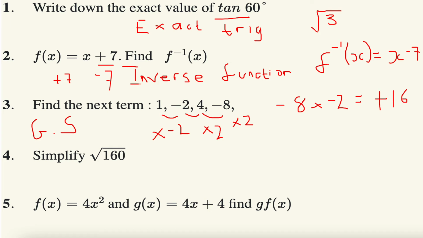This is question number 4. Simplify this surd. So breaking it down into its components, finding a square number factor. Now I recognize that I can write this as root 16 times root 10. Root 16 we should know is 4. 4 times root 10 is just written as 4 root 10.